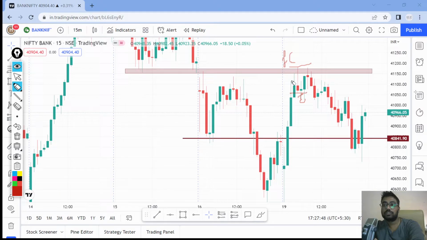You could have kept your stop loss here, and what would be your target? Target would be this one. This was 41,800 levels, right? Two good trades. One was on the upside and the next one was the downside.